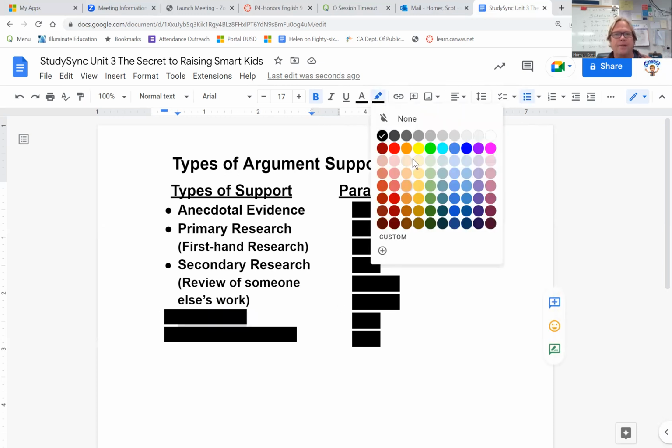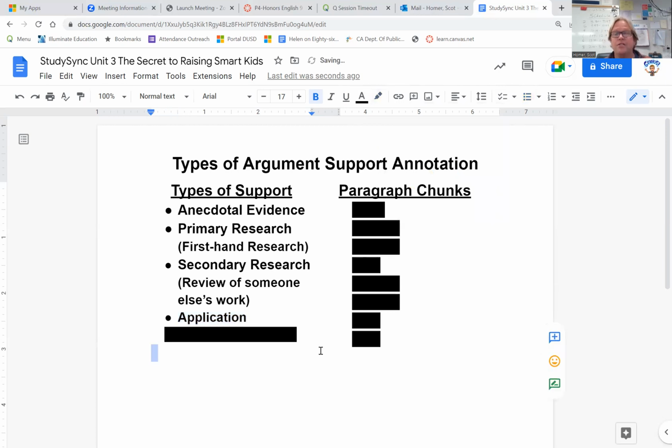The next type of evidence is called application. So she gives her principles and she says, here's what happens in schools, but we think this applies to family life. We think it applies to relationships. We think it also applies to the work world. Something like that. It's where they're taking their findings and applying them to a different scenario. All right, application.